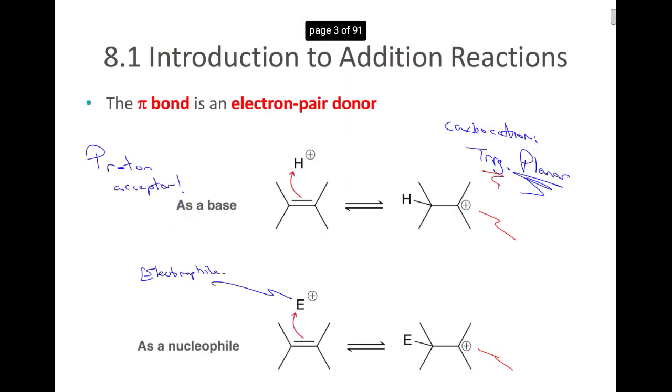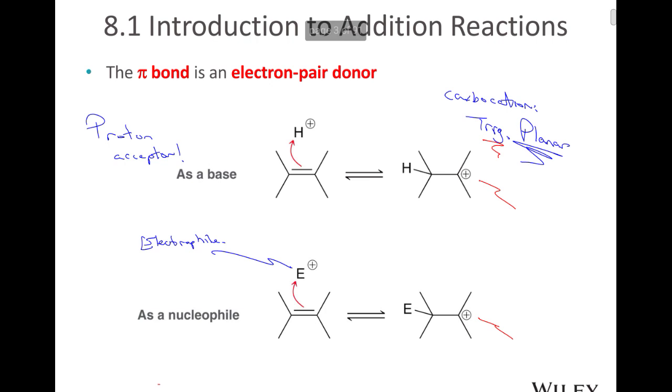All right. So we can think about the pi bond in an alkene as being an electron pair donor, and we can think about it as functioning as a base, as is shown in the first reaction, or we can think about it as a nucleophile, as is shown in the second reaction. What's also important to notice here is that in both cases, whether it functions as a base or a nucleophile, we form a carbocation, and the carbocation is trigonal planar, and that's going to become important when we look at the stereochemistry of these addition reactions.